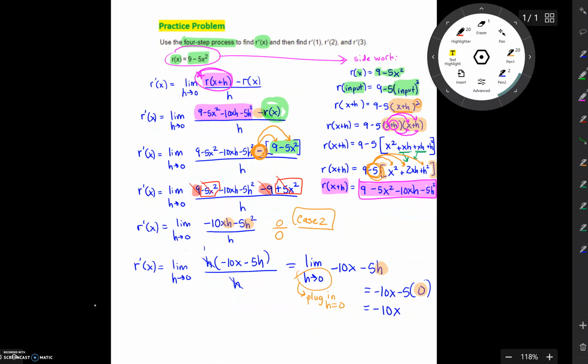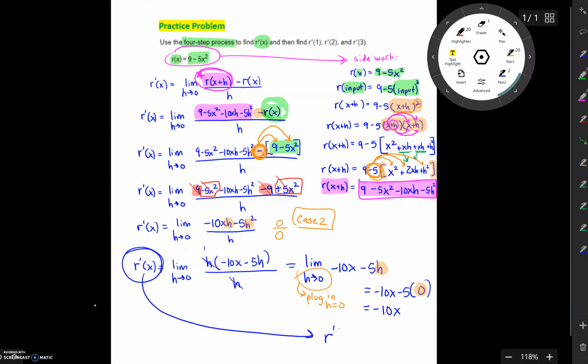And what is that telling me? Well, that's the limit as that difference quotient approaches 0. So that is my derivative. I am saying that the derivative of the r function is negative 10x.